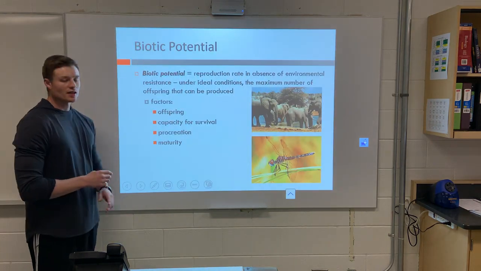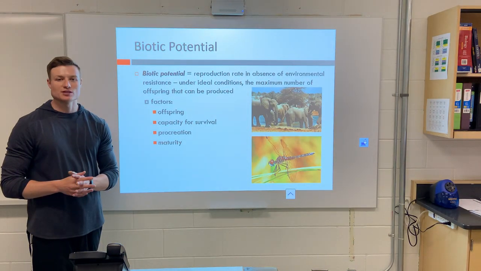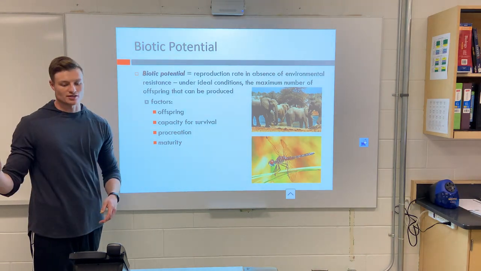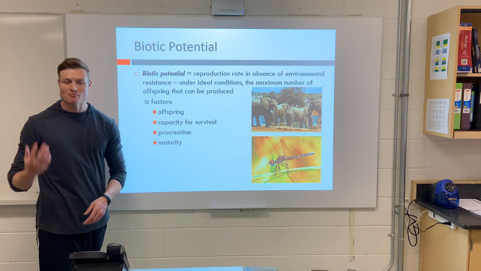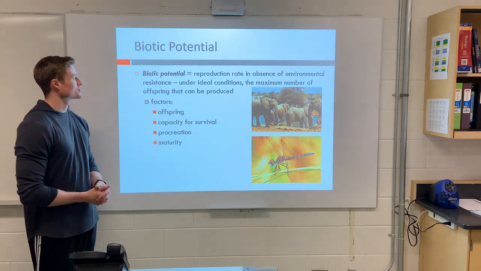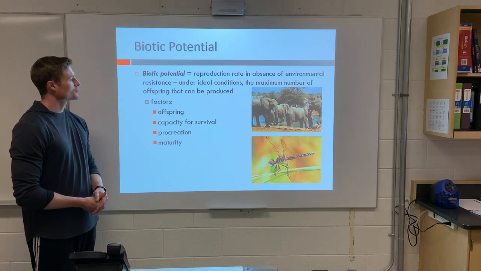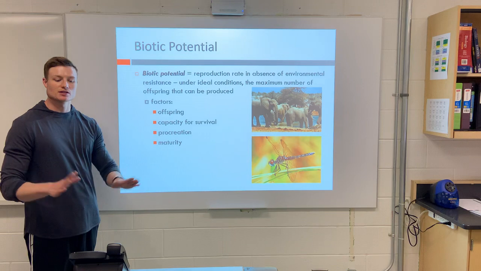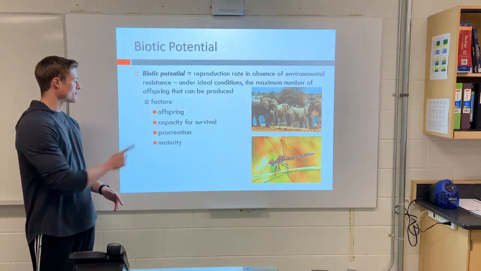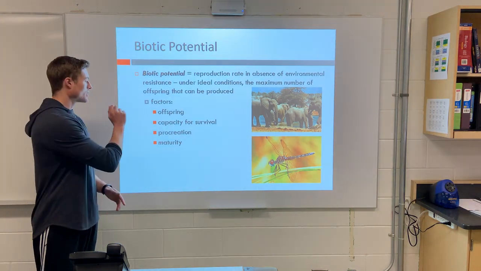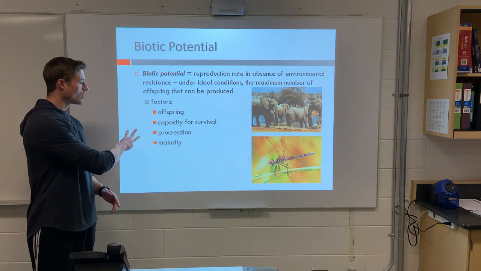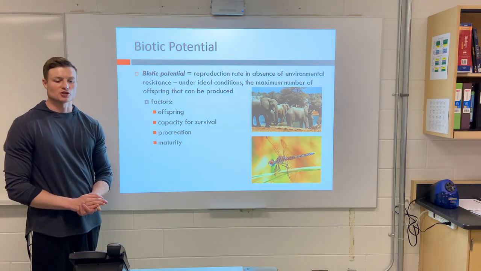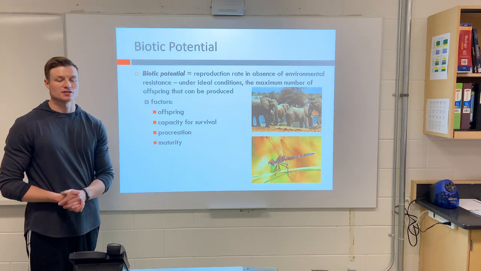Like I said before, if there were unlimited resources, no limiting factors, we would have something where you could grow like crazy. Now, what would your maximum potential be? This is referred to as your biotic potential. And you factor a few things here. So this is the maximum number of offspring that can be produced under ideal conditions, no resistance. So you need to factor in how many offspring do you have, how likely are they to survive, how often will you reproduce, and when do your offspring reach sexual maturity. Factor all those things together, you'll get an organism's biotic potential.